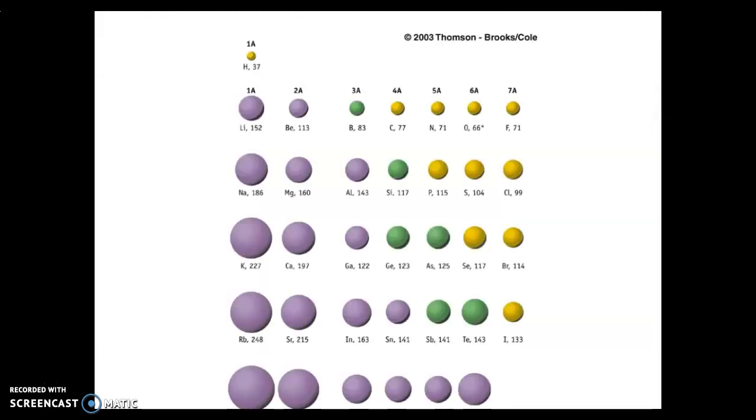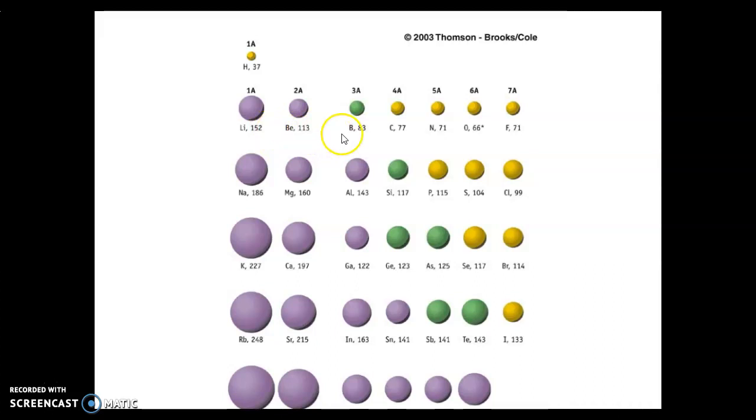And this is actual data on the size of the atoms. So you can see hydrogen has a size of 37. That's the size of the hydrogen atom, the radius of the hydrogen atom in, I believe, picometers. And then if you go down, you have lithium as 152, which is larger than hydrogen, right? And then sodium, larger than lithium, at 186.